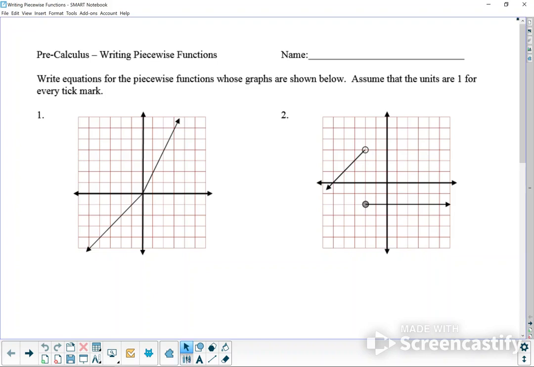Okay, let's do this. We're going to write piecewise functions. All right, so we have a graph. I'll put it in color. I'll color code it so you know which one's which.